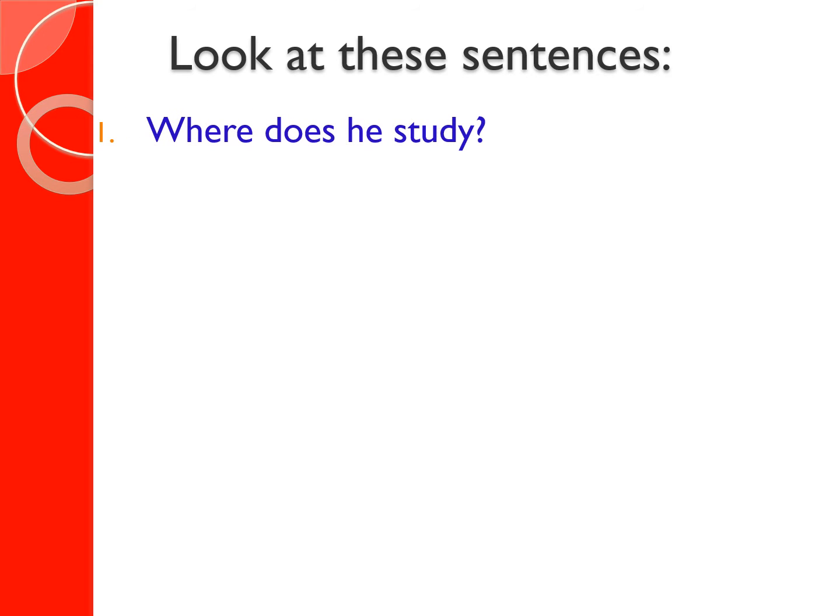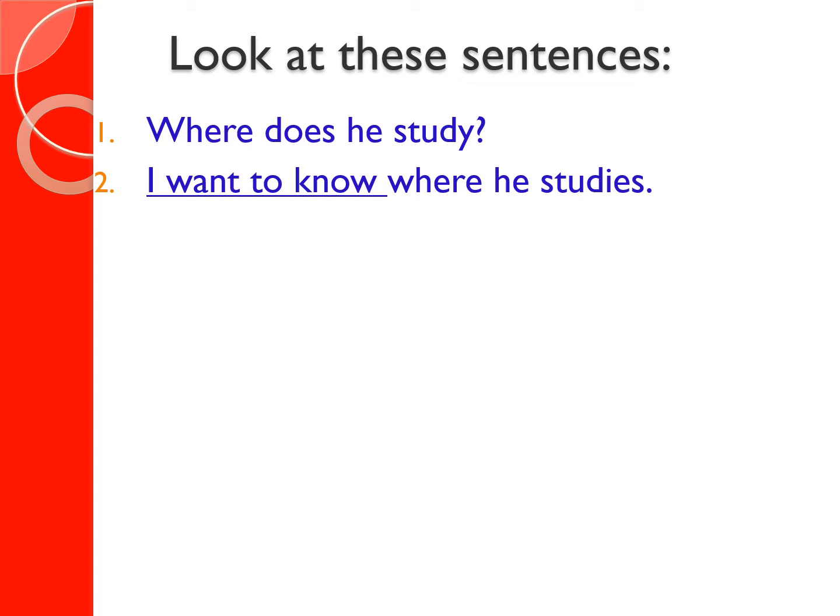Now look at these sentences. Where does he study? That's the direct one. If I want to make it indirect, I add this part of the sentence here: I want to know where he studies. What happens here? What's the difference? The difference is that in number one we have the auxiliary does, and in number two we don't have it.